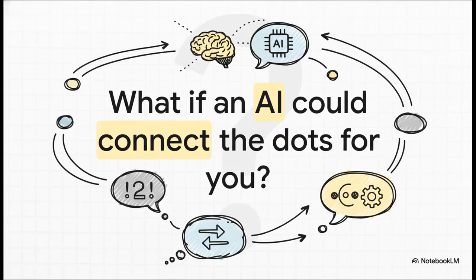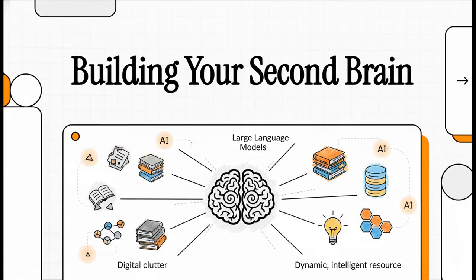But what if an AI could do more than just store your information? What if it could actually understand it, connect it, and even let you have a full-on conversation with it? Well, in this explainer, that's exactly what we're going to dig into. How you can build a personal knowledge base, a second brain, really, all powered by large language models. We're talking about a system that turns all that digital clutter into a dynamic, intelligent resource that works for you.